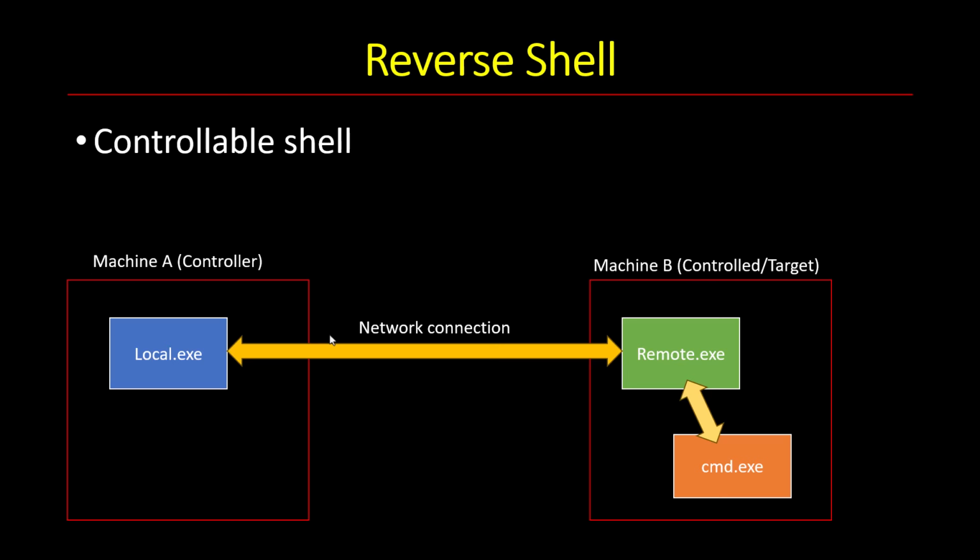I'm going to call them local and remote for simplicity. Of course, in their final names, the remote at least would probably have a different name to make it more confusing, such as svchost or even cmd, or something that is not suspicious. But for now, we'll use these names to make it easier to understand. So let's begin by writing the part which is local to my machine.